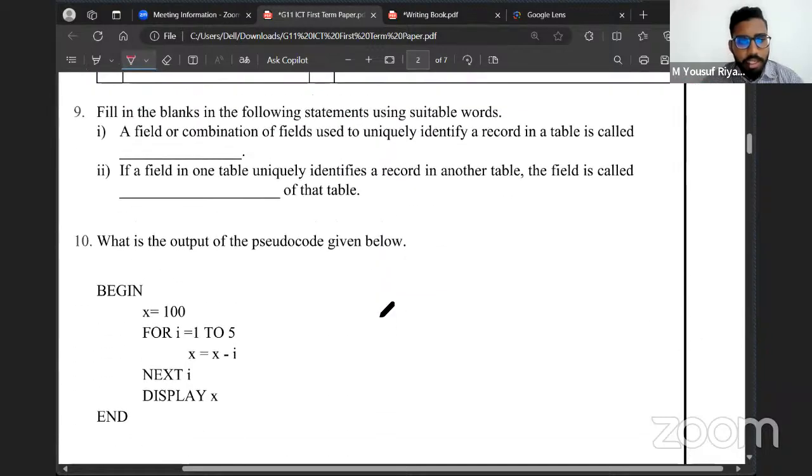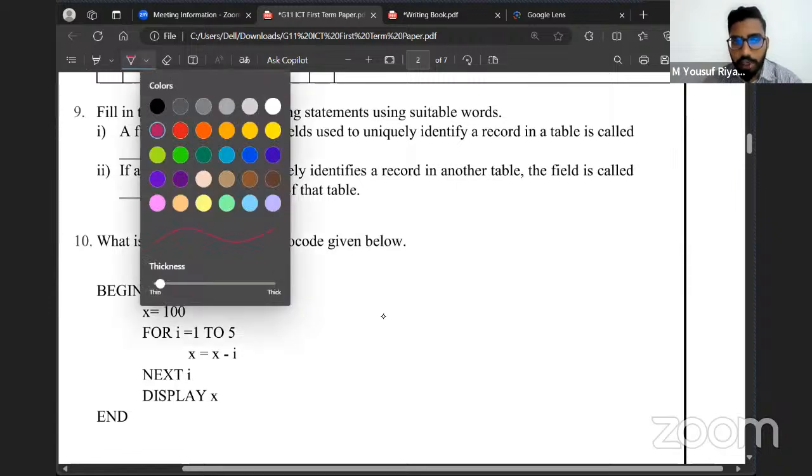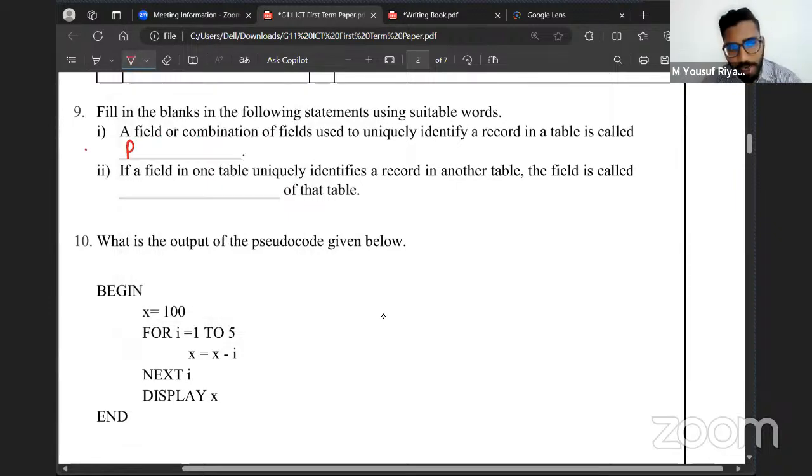Fill in the blanks in the following statement using suitable words. A field or combination of fields used to uniquely identify a record in a table is called what? It's very easy. Sometimes to identify each record in a table, we use a specific field, or sometimes a combination of fields. What do you call that? I'll give you a hint. It's some type of key. What is the key that is unique? Exactly. It's called the primary key.